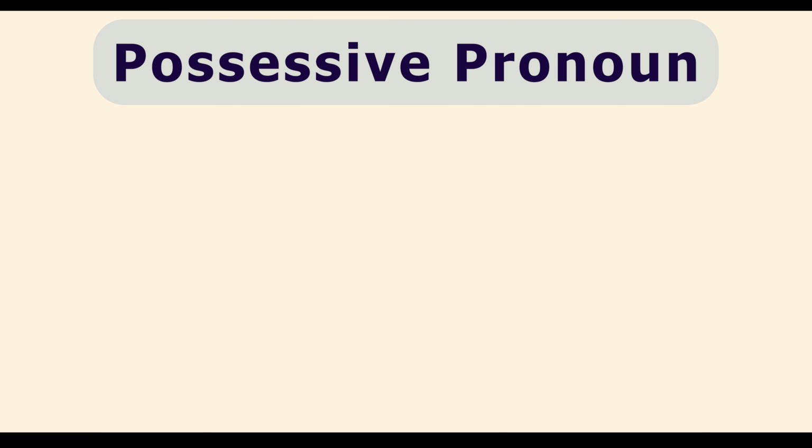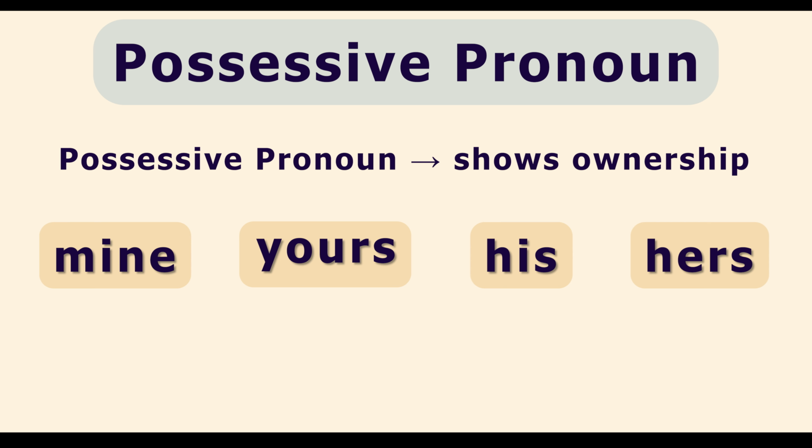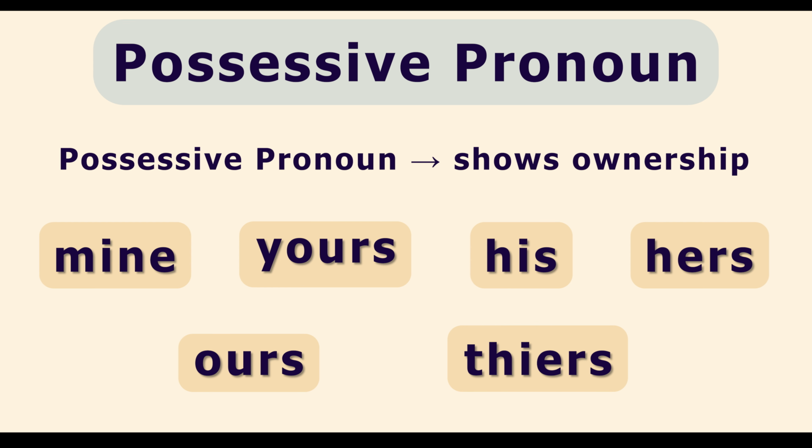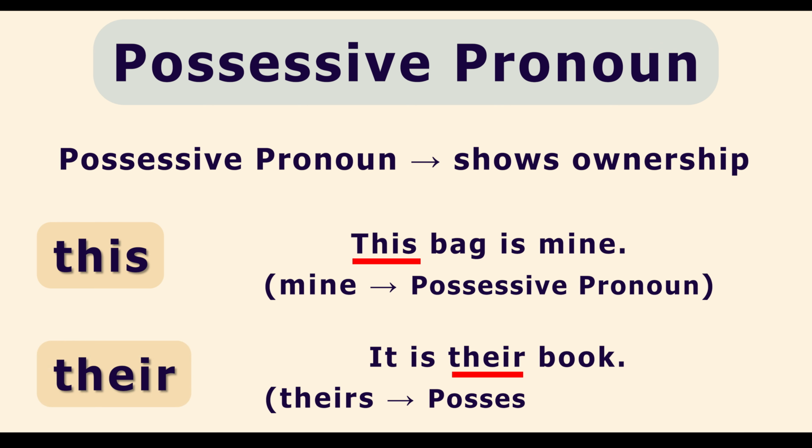Next, possessive pronouns. Possessive pronouns show ownership, like mine, yours, his, hers, ours, and theirs. For example, this bag is mine. Here, mine is the possessive pronoun. Another example, it is their book. Here, theirs is the possessive pronoun.